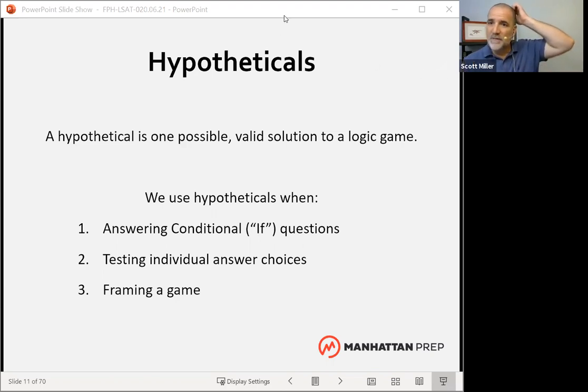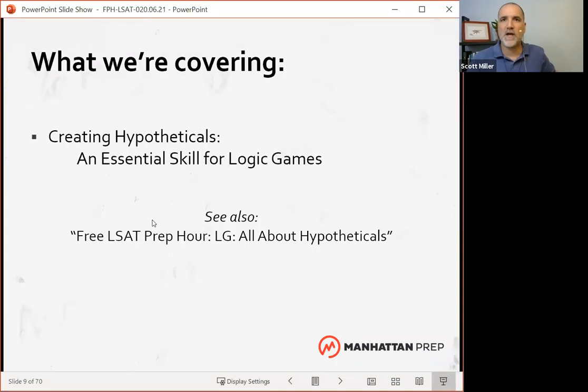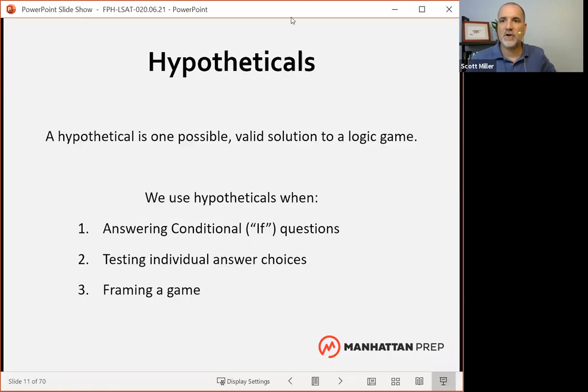And then when we do something that's called framing, we use hypotheticals a lot. And actually, that other LSAT free prep hour recording on YouTube that I mentioned, the LG All About Hypotheticals, covers framing in a lot of detail. So if you're interested in framing, we're not going to get too much into framing tonight, but you can check out that other YouTube video if you haven't done so already and learn about how hypotheticals apply to framing.